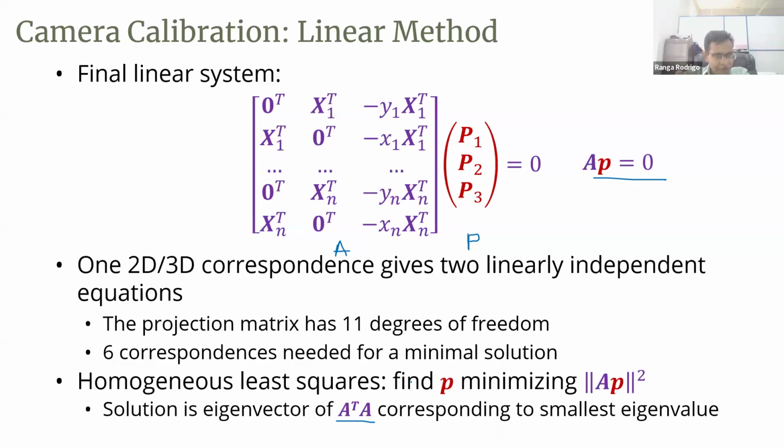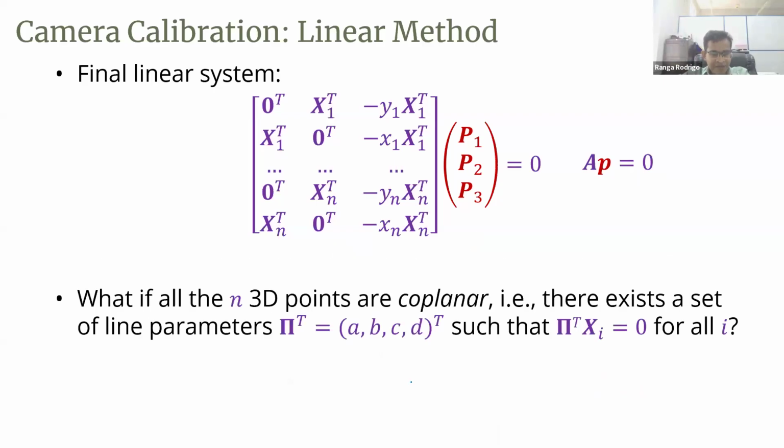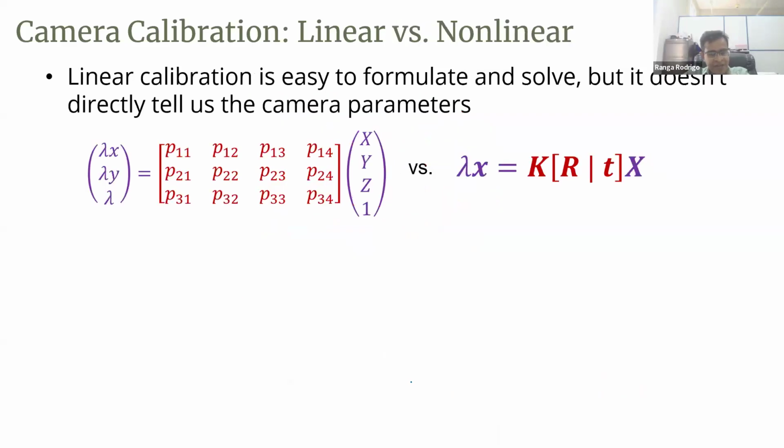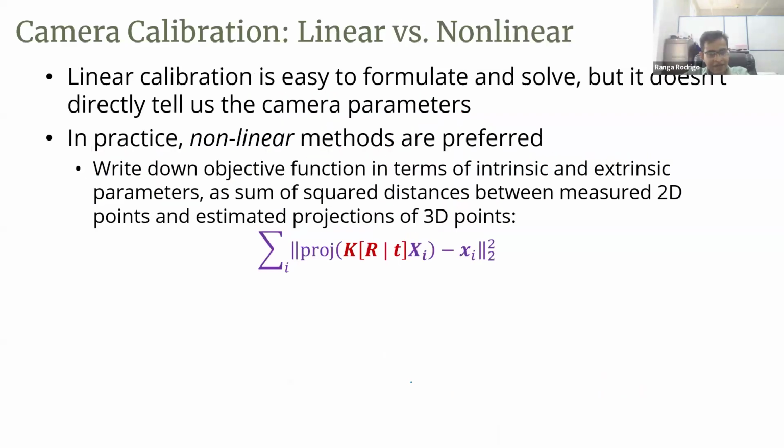So of course you can do that using Python. From here I will not explain how to do this too much. Linear calibration is easy to formulate and solve, but it doesn't directly tell us the camera parameters. In particular, nonlinear methods are preferred. For example, write down the objective function like this, K R X_i, that's the projection equation. Then you have the actual x_i's, and you can minimize this error to find K, R, and t.